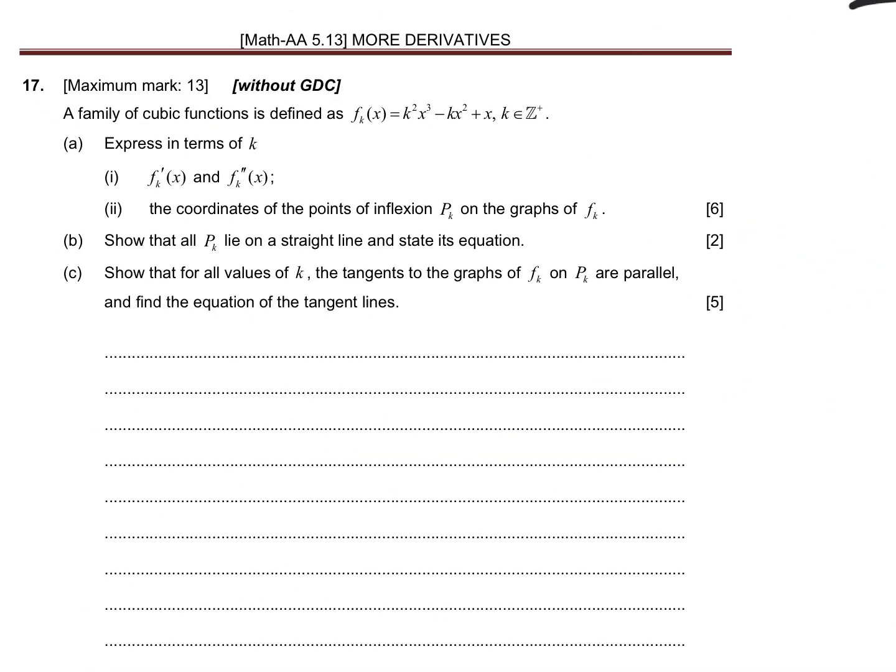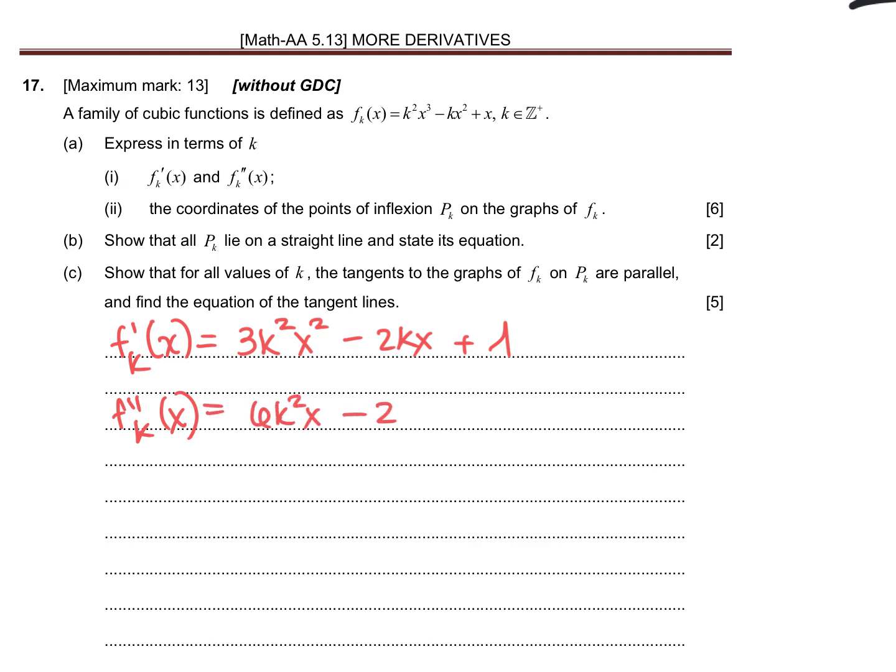All right, we've got a family of cubic functions defined like this, expressed in terms of k, the derivative. Okay, so we're going to have 3k squared x squared minus 2kx plus 1. Second derivative is going to be 6k squared x minus 2k. Now the coordinates of the points of inflection, so we set this equal to 0. We have to do it in terms of k.